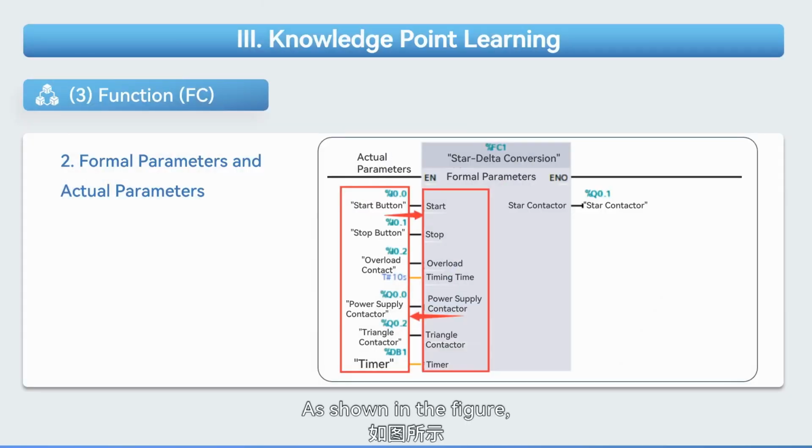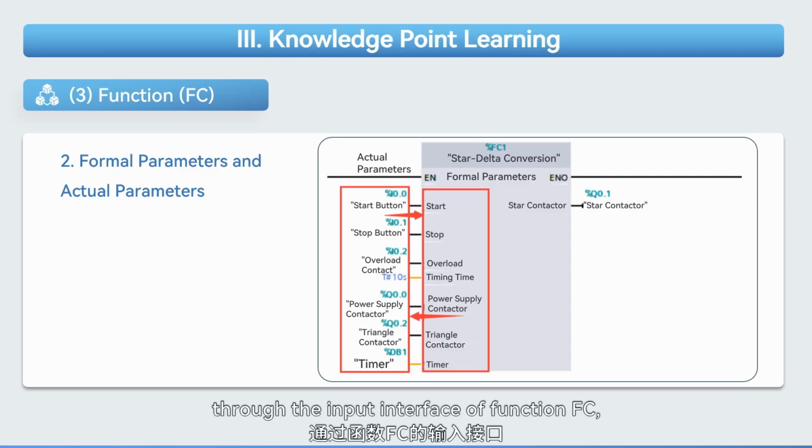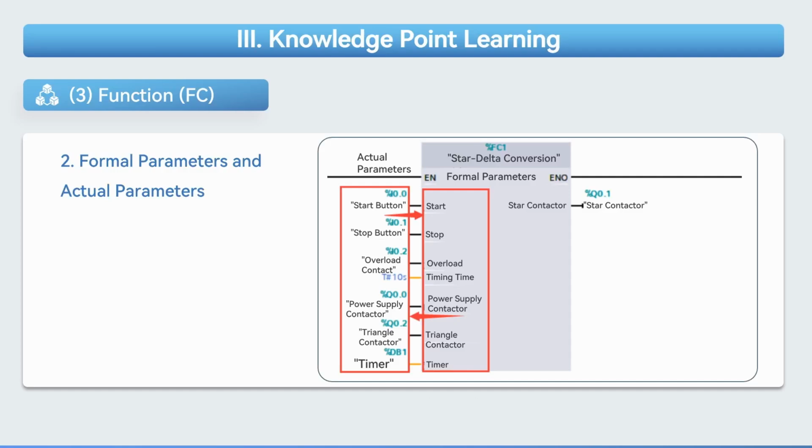As shown in the figure, this is an encapsulated function. In the main program call, through the input interface of function FC, the value of the actual parameter is assigned to the formal parameter, such as the state value of start button I0.0 is input to start.